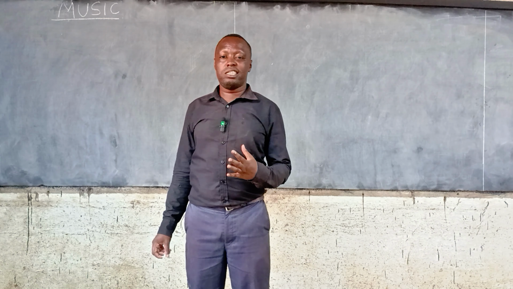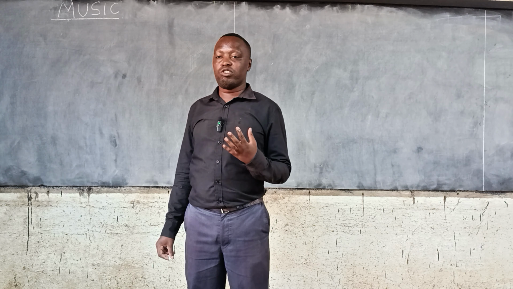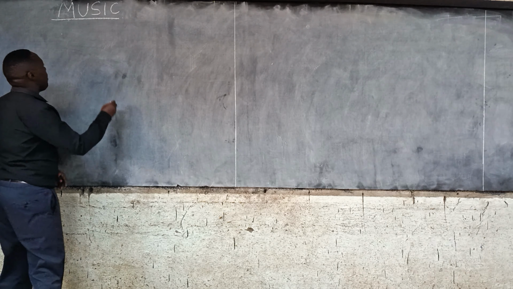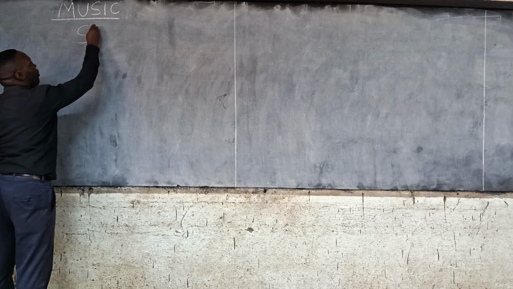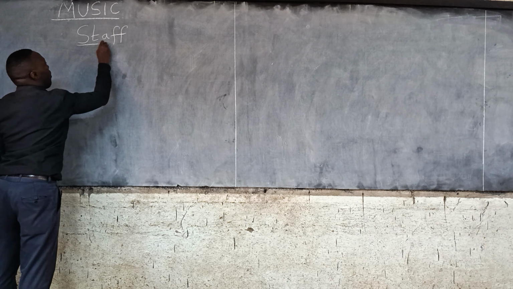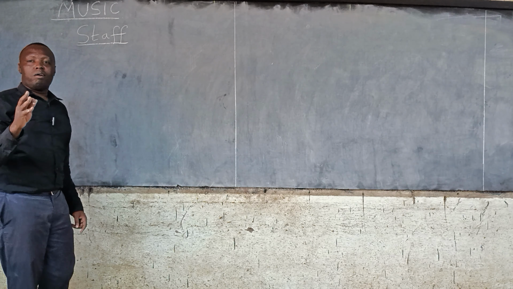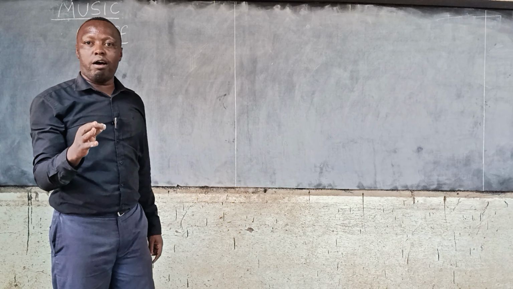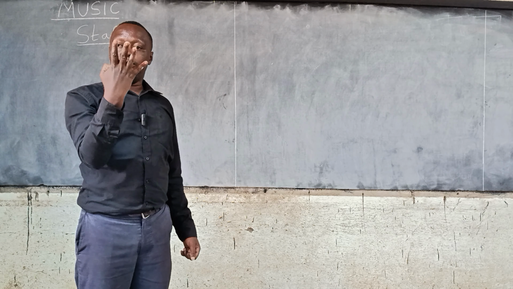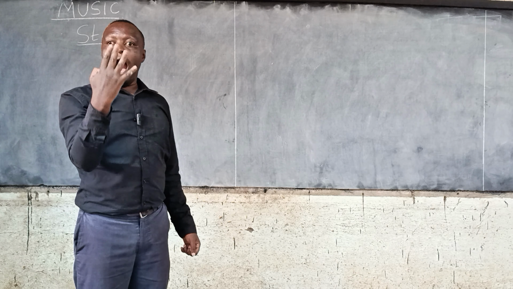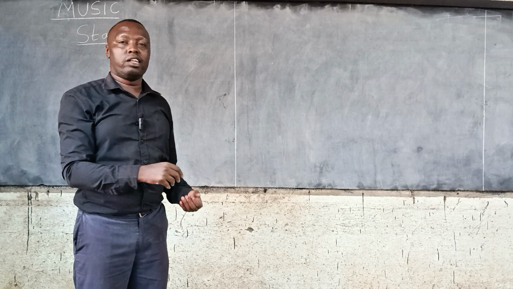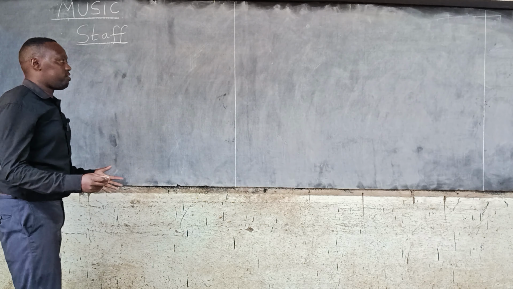Now, in this part, I'm going to introduce you to something we call a staff. We are going to talk about a staff. First of all, we must know that a staff is made of 5 lines and 4 spaces. How is a staff drawn? This is how we draw a staff.